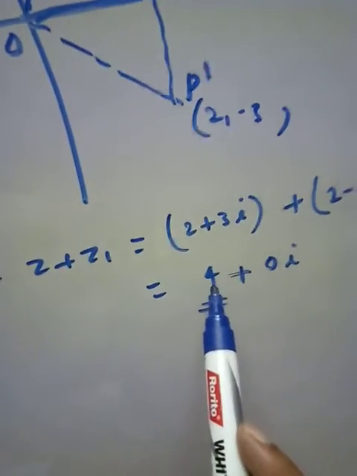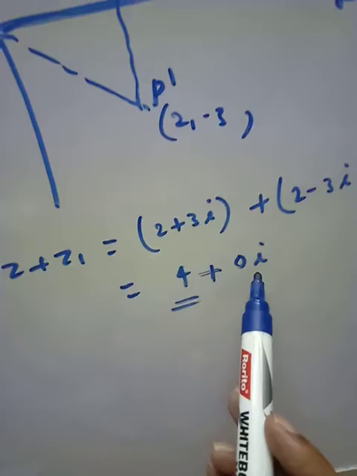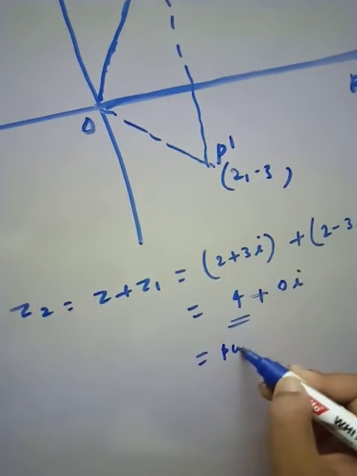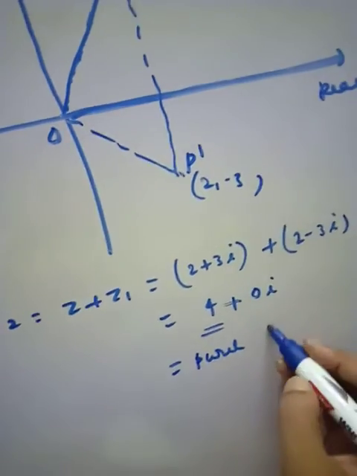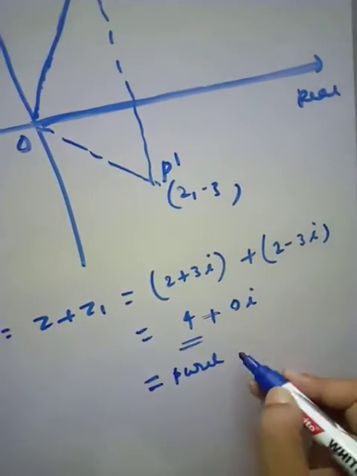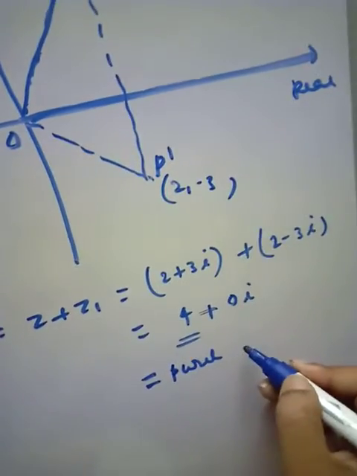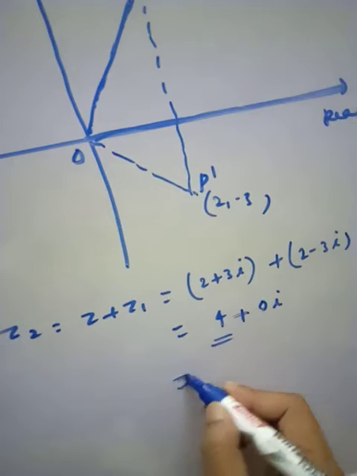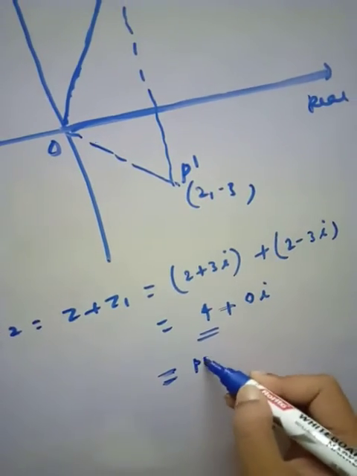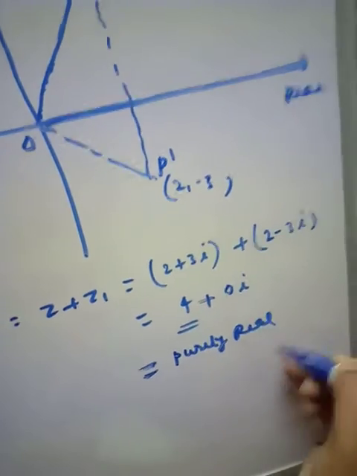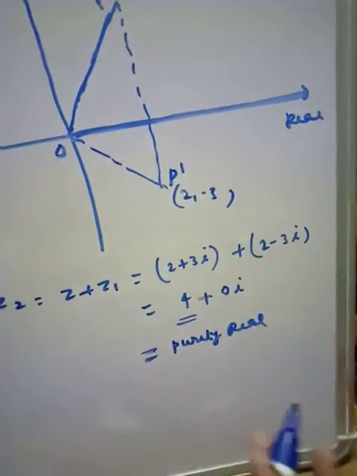4 is the only real number, and there is no i coefficient here. So this is a purely real number. We can say that here our complex number is purely real. It is a purely real complex number.